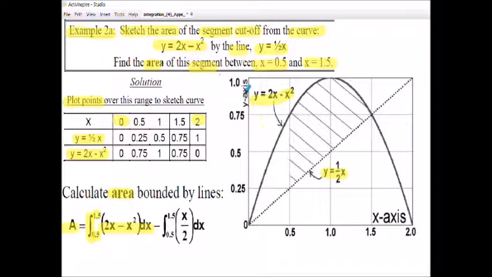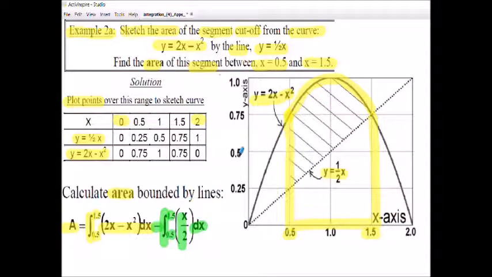So basically what I'm doing here is I'm working the area under this curve between the limits of 0.5 and 1.5, and that will find this total area here. So this area under the y equals 2x minus x squared equation is found from that first integral. I'm then going to take away from that the second integral, the integral of x upon 2 with respect to x, again between the limits of 0.5 and 1.5.